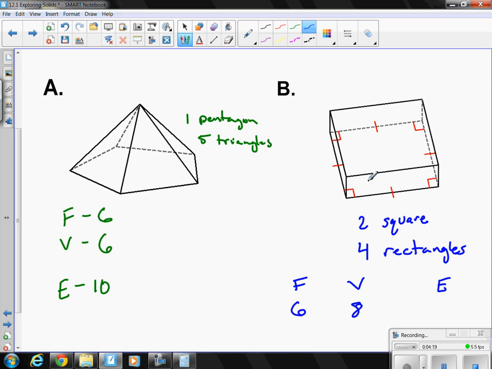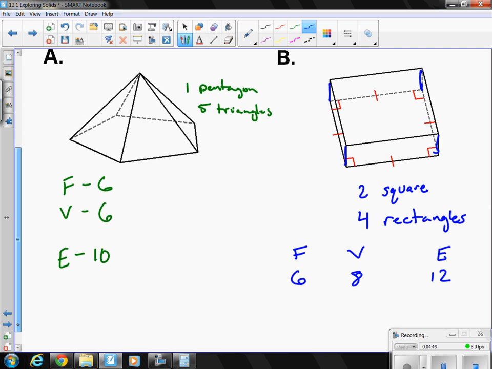And edges, I'm going to start with the base. There's 4 on the base on the bottom half and 4 edges on the top half, and plus we have the segments connecting the bases. Don't forget about those. So we have a total of 4, another 4, and another 4, so 4 times 3, or 12.